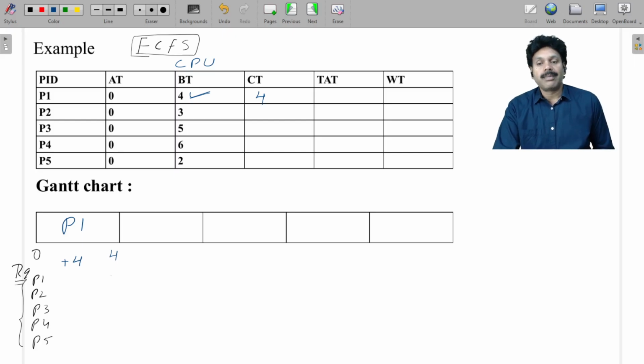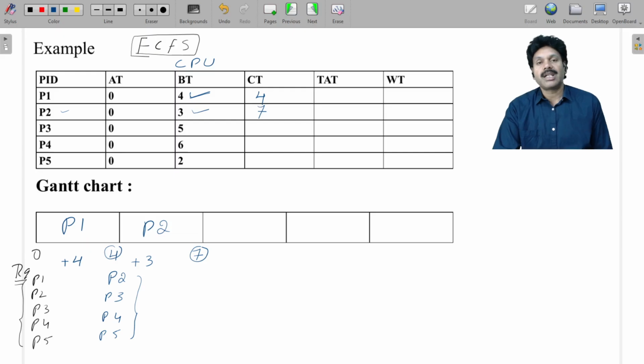So, the remaining processes are P2, P3, P4, and P5. Again, they have all arrived at the same time. Again, the short-term scheduler tries to remove the conflict by taking the lowest process ID, which is P2. Now P2 is executed for 3 units of time. So by 7, P2 got completed.